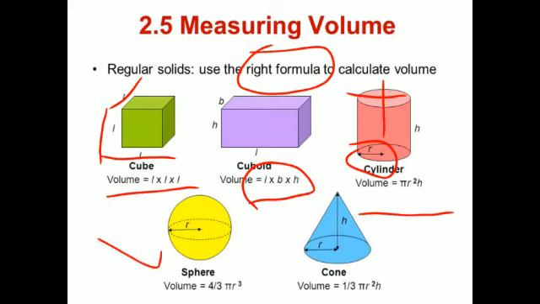Similarly, for a sphere, 4 over 3 pi r cube, where r shows the radius, and we can also calculate the volume of the cone by the formula 1 by 3 pi r square h.